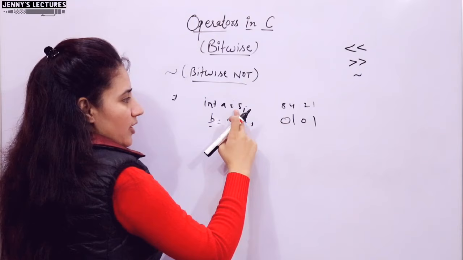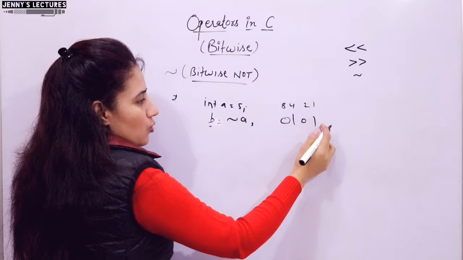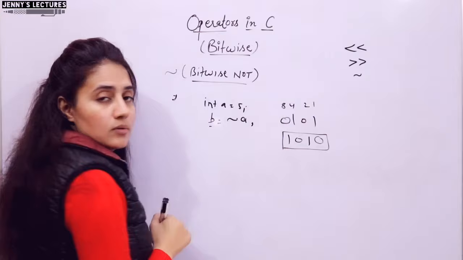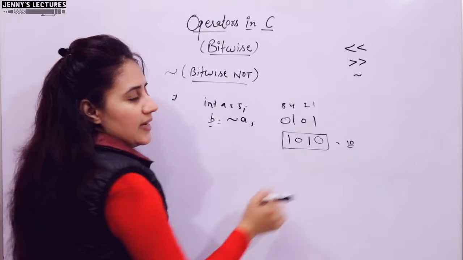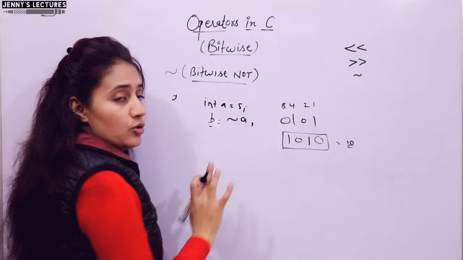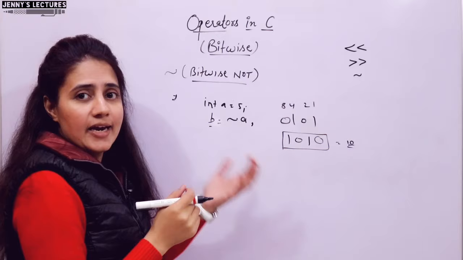Now bitwise not of a, so the bits would be inverted, meaning 1 becomes 0, this becomes 1, this becomes 0, this becomes 1, right? So this is the binary number of 10. When you apply bitwise NOT, this is the output you get. Or when you run this on a computer, you will get a negative number, meaning you will get a 2's complement number here.